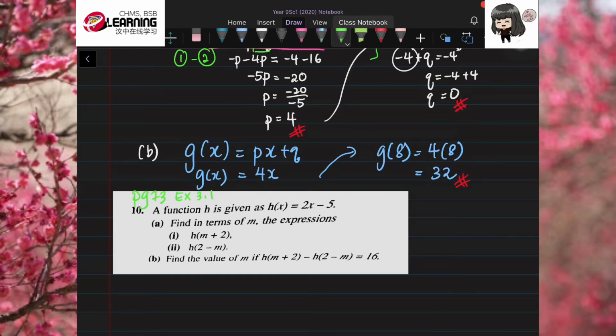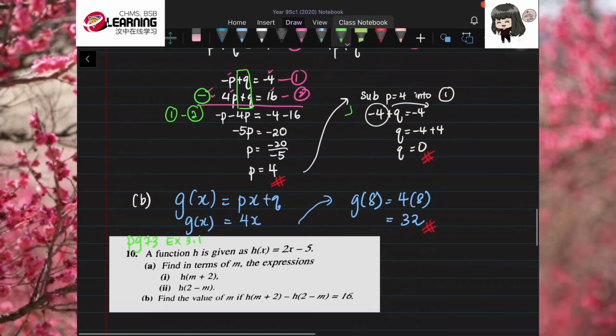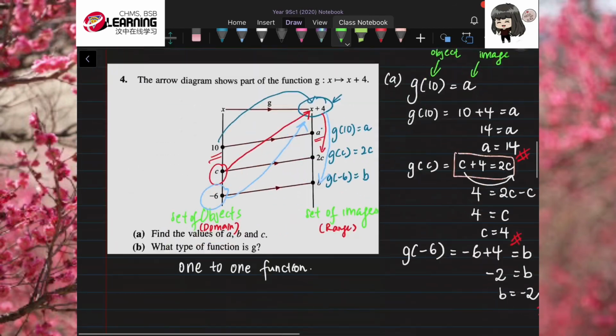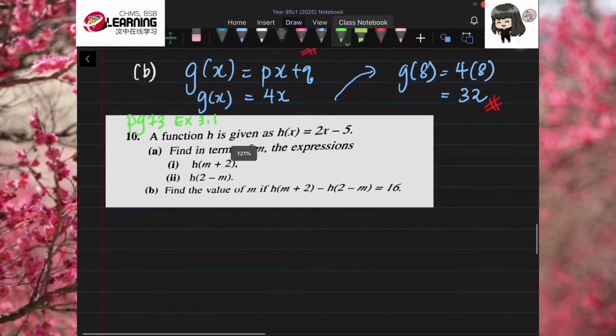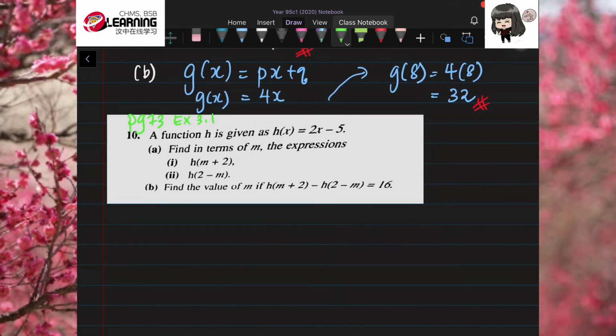73, exercise 3.1. Please take note that all this that we have discussed must be in your notebook. Copy all the questions and the solutions as well. Make sure all the answers are correct compared with mine. It's not necessary for you to have the same working as mine. It's better if you try to do it in your own way, and you check your answer. And when school reopens, I will check your working.